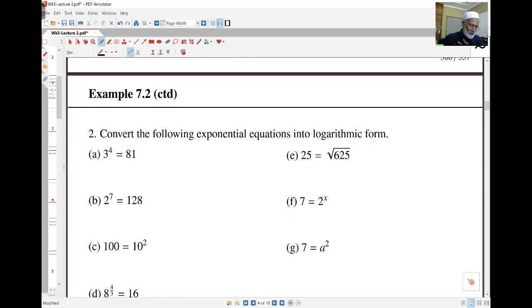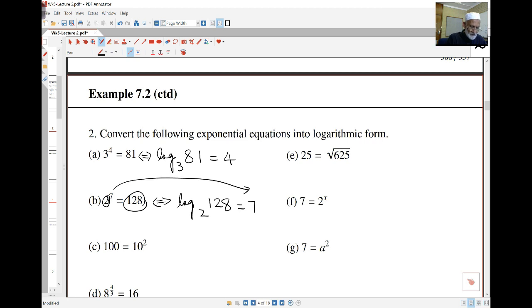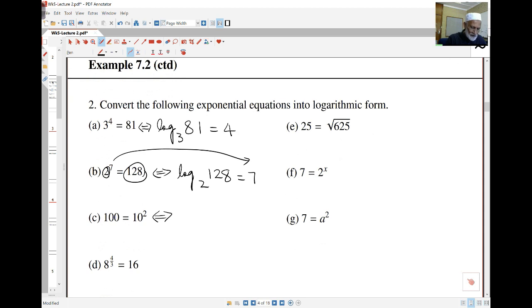It says convert the following exponential equations into logarithmic form. The first one essentially means that if I take log of 81 to the base 3, I get 4. The next one means if I take log of 128 to the base 2, I get 7. The next one, the double arrow means if and only if, means I can go forwards and I can go backwards. If I take log of 100 to the base 10, I get 2. And that means if I take log of 16 to the base 8, I get 4/3.